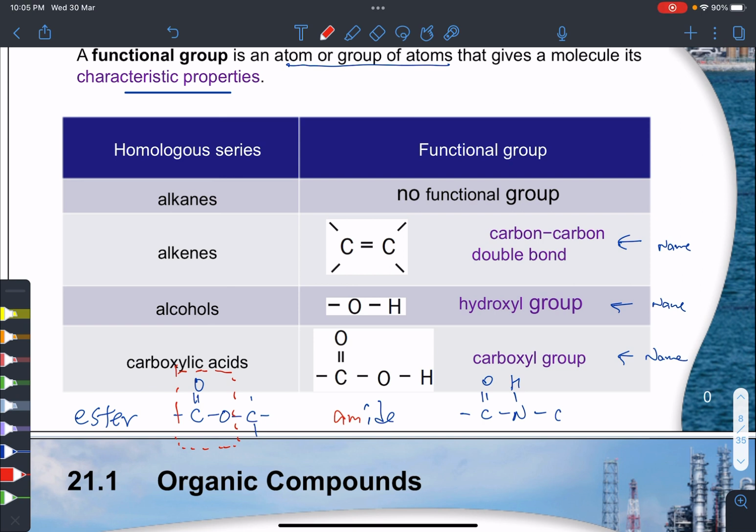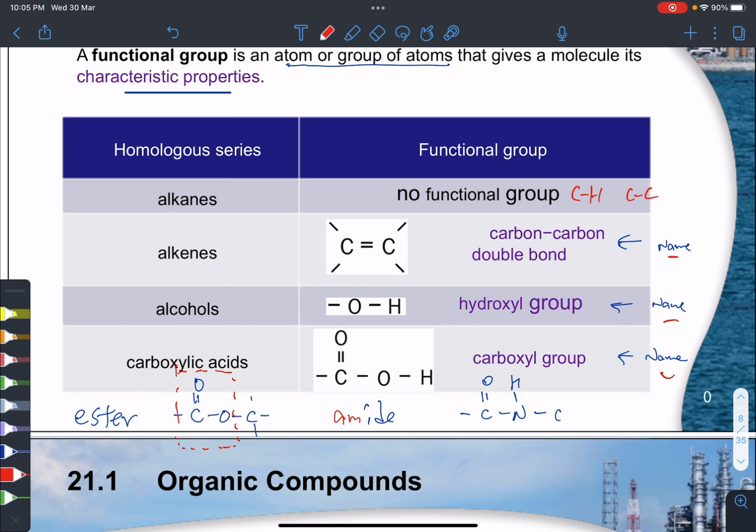So we have nothing. All you have is just C-H bonds, C single H, C single C. There's no double bond of any sort. There's no O, there's no whatever. It's just all C and H and single bonds. Alkene. Alkene is C double bond C. You notice I wrote down the name. Sometimes they will ask you to name the functional group. And the most common mistake is to say alkene, alkene functional group lah.